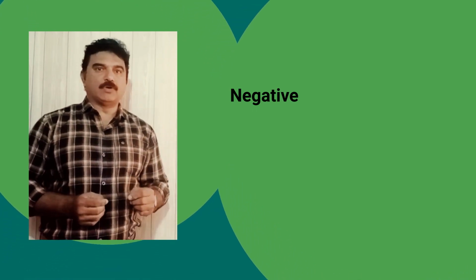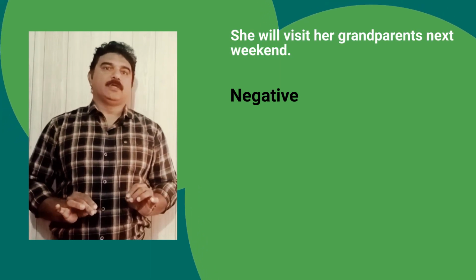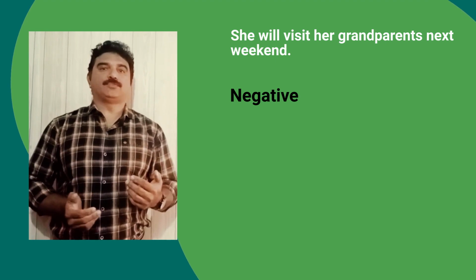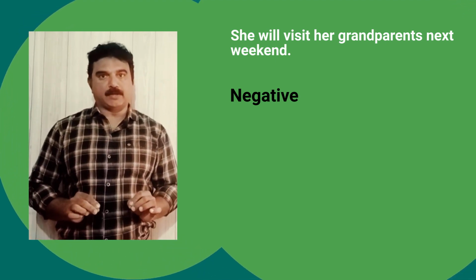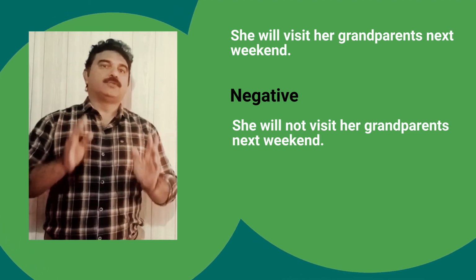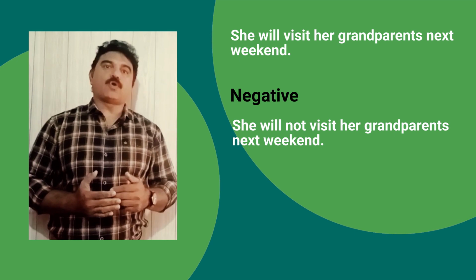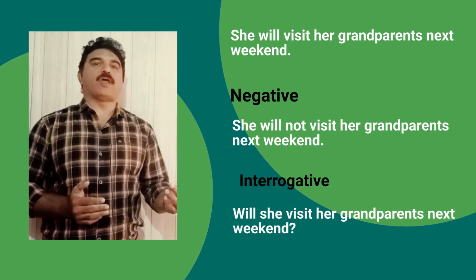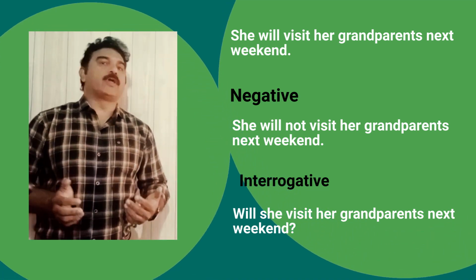The second example I will take: she will visit her grandparents next weekend. How to make this a negative sentence? We can say, she will not visit her grandparents next weekend. So that is the negative sentence. And then how to make an interrogative sentence of the same sentence? Will she visit her grandparents next weekend? So that became the interrogative sentence.